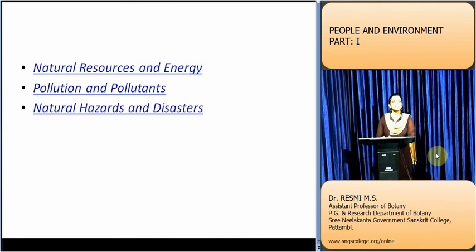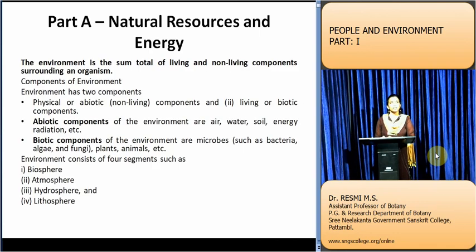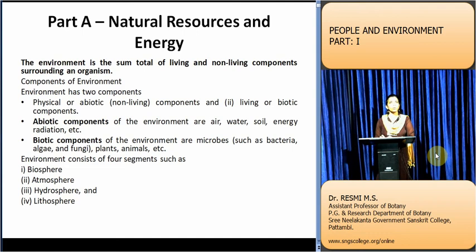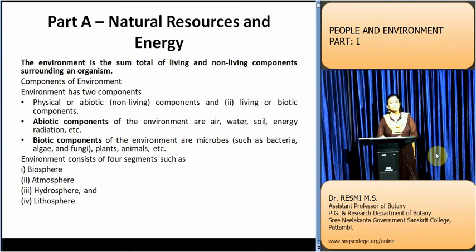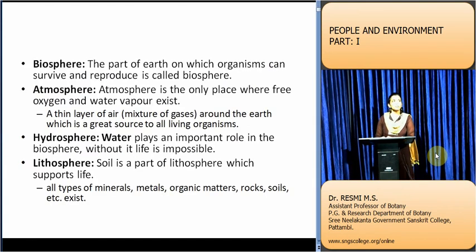The first part, which is the natural resources and energy. You know that the environment we can define as the sum total of all living and non-living components which surrounds an organism. So, the components of environment can be divided into 2 main categories, the physical or abiotic components which comprise non-living systems, and living or biotic components which consist of microbes, plants, animals, etc. To be precise, the environment consists of 4 segments such as biosphere, atmosphere, hydrosphere and lithosphere. We will look deep into one by one.